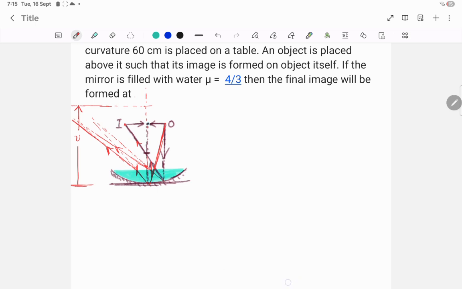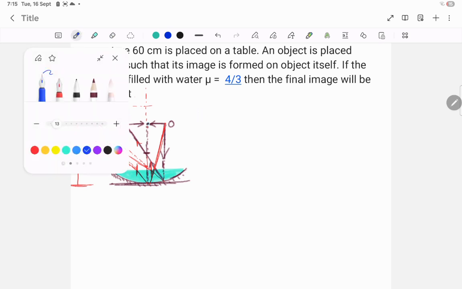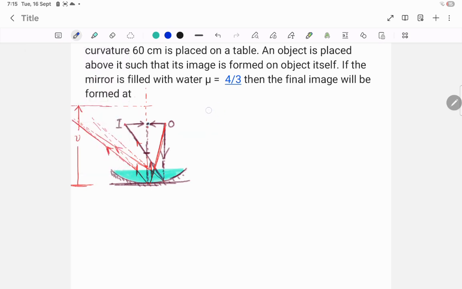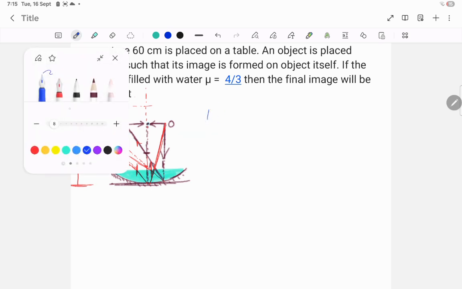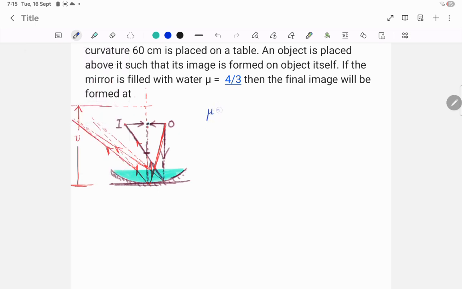Before pouring the water, the radius of curvature is different. After pouring the water, the refractive index changes the effective radius of curvature of the system. That is the reason you have already studied in practicals mu equal to R1 by R2. Yes or no? The refractive index is related with the ratio of the radius of curvature of the lens without water and with water.